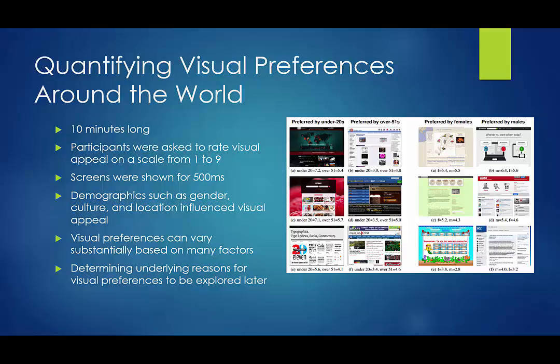Now, one thing that they did kind of miss with this experiment was determining the underlying reasons for the visual preferences, and it looks like it's something that they plan on exploring later, but we need to understand that in order to develop the predictive models that account for those demographic differences.